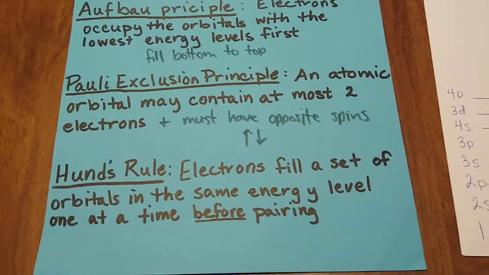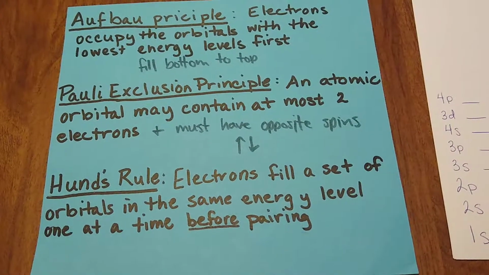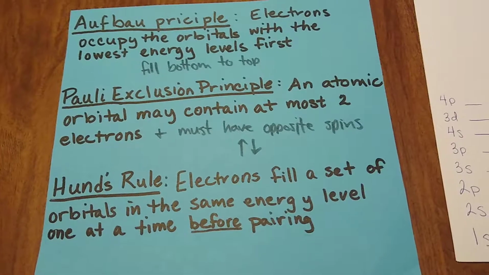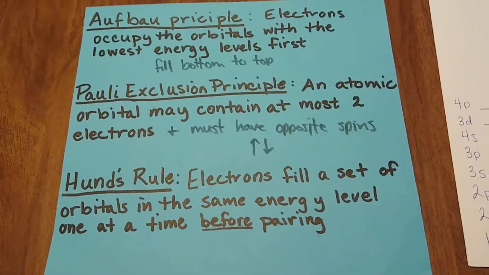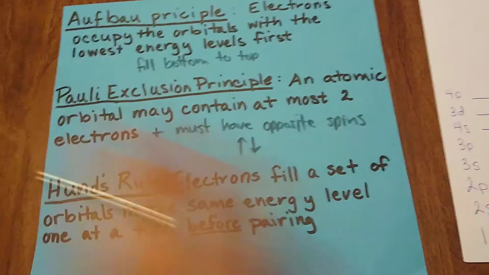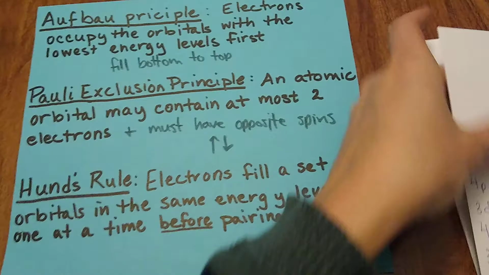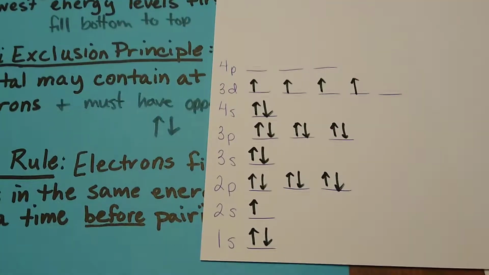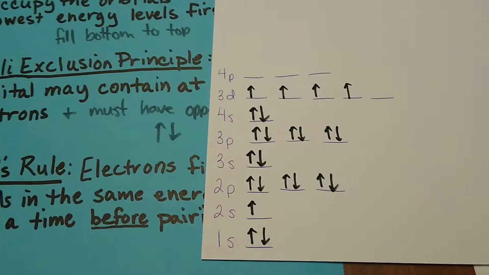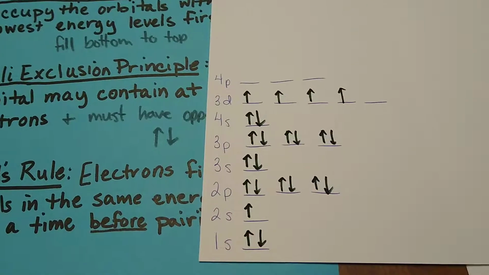Okay? All right, Hund's rule: electrons fill a set of orbitals in the same energy level, one at a time, before pairing. Okay? So we're going to look at several examples of Aufbau diagrams here. First example, right here. We have some arrows filled in, representing electrons. There's 22 of them. And this one is incorrect.